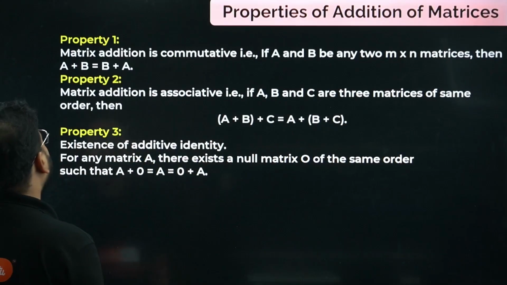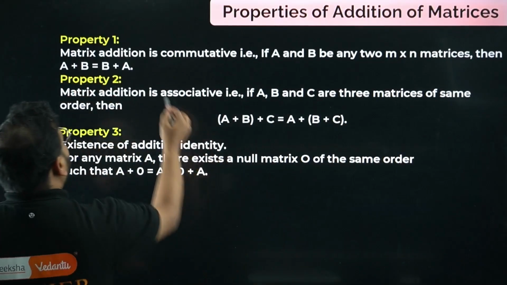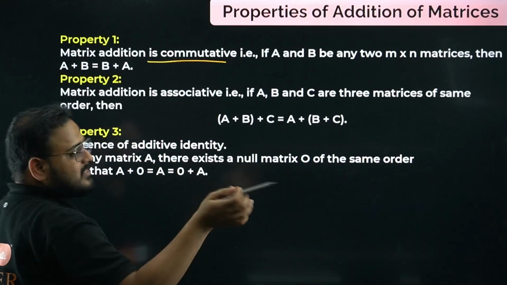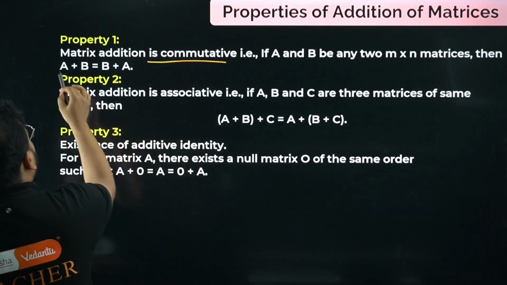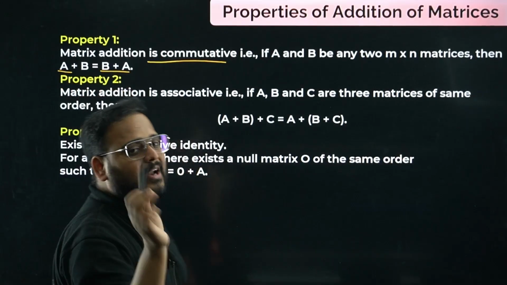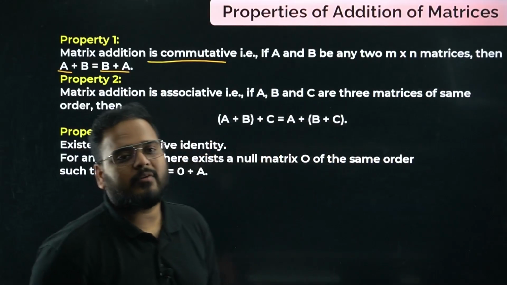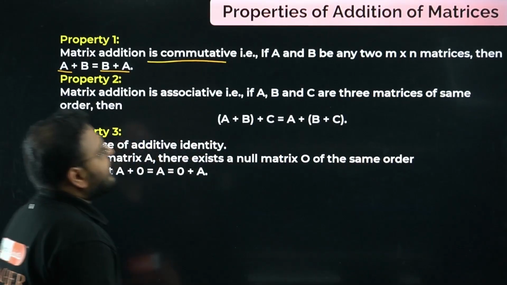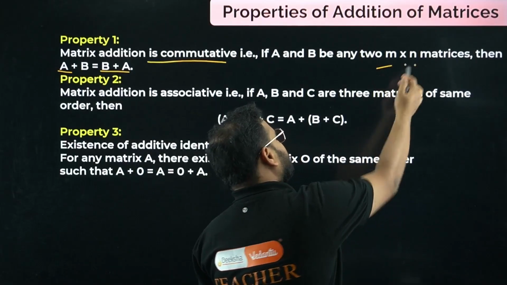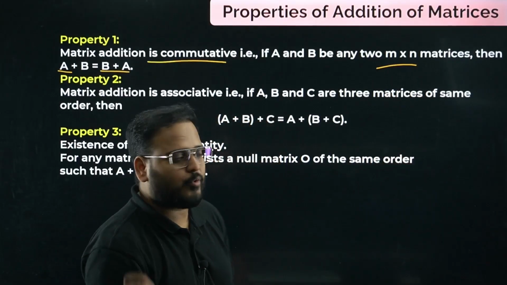So the first property is that matrices can be added in this way. Commutative property. What is that? A plus B and B plus A are both equal. Either you add A to B or B to A, it will not change your result. Okay, again the order has to be the same, of course. M into N, they've given the same order for both the matrices.